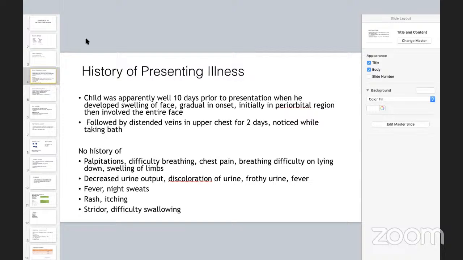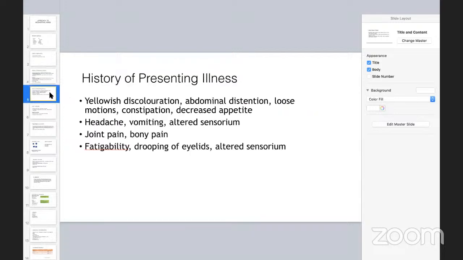With yellowish discoloration and abdominal distension, I was trying to rule out any hepatic or gastrointestinal causes, because swelling in the face along with distension of upper veins can be seen in hepatic causes as well. We don't know when the parents saw that distension of veins, were they talking about neck veins or were they talking about any prominent veins like spider nevi or prominent veins like we might have seen in SVC obstruction.